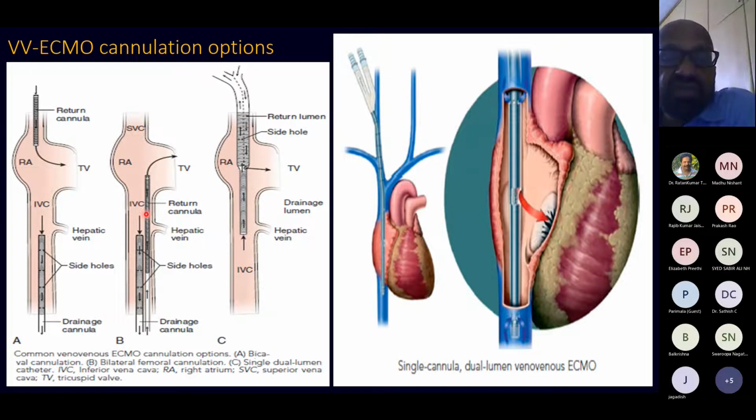The second configuration is the bilateral femoral cannulation. You put the drainage cannula through one femoral artery and the return cannula through the other femoral artery. And again, you have to maintain a distance of at least 10 centimeters between the tips.